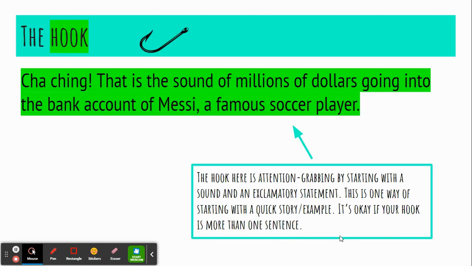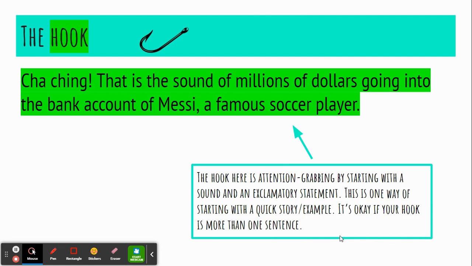Let's start with a hook. Cha-ching! That is the sound of millions of dollars going into the bank account of Messi, a famous soccer player. Why is this an effective hook? Because it grabs the attention. Look, it even starts with a little onomatopoeia. This is kind of an example of the quick story. You're telling the story of Messi earning a lot of money. And he's a famous soccer player, and a lot of people know him, so that's going to be an attention grabber. So this is a really effective hook.